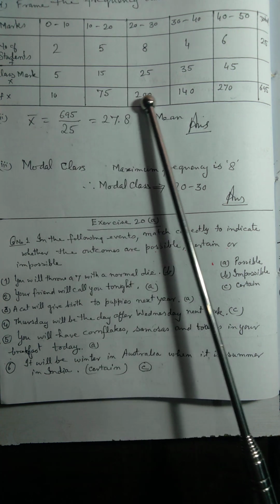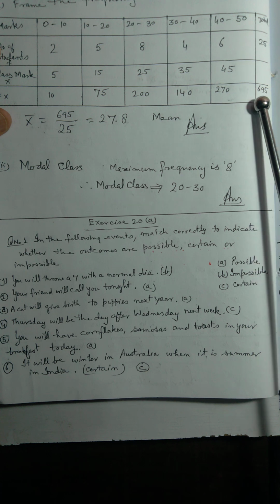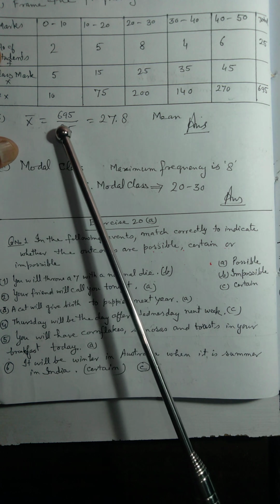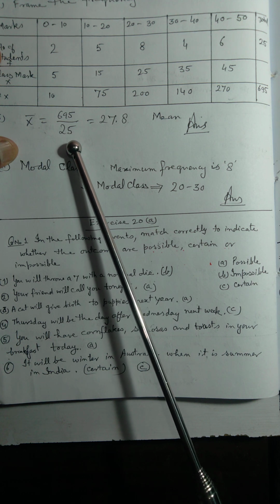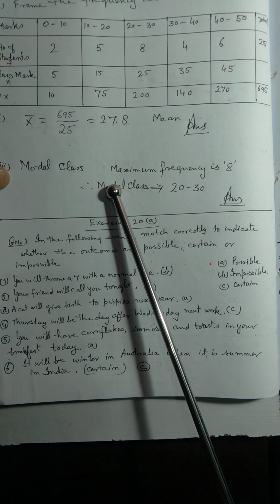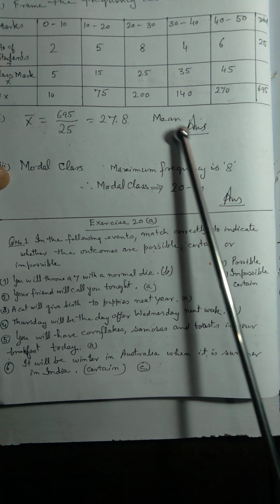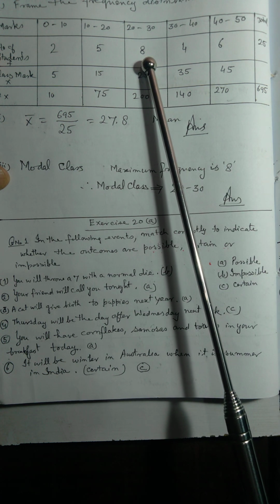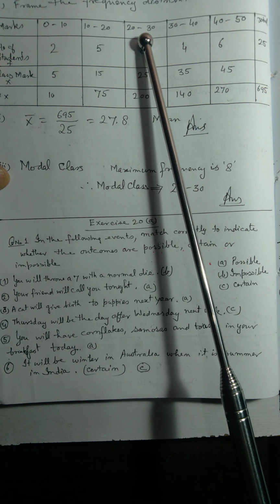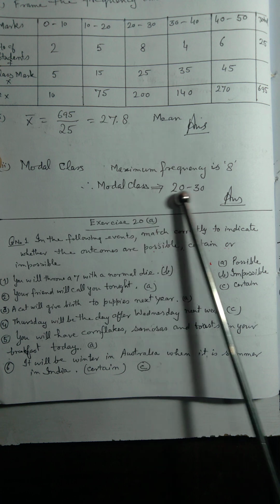So sigma fx we have to calculate, that is 695. So the mean will be equal to 695 divided by 25, it will be equal to 27.8. The modal class: the maximum frequency is 8. Therefore, the modal class will be 20 to 30. Hence, this question is also completed here.